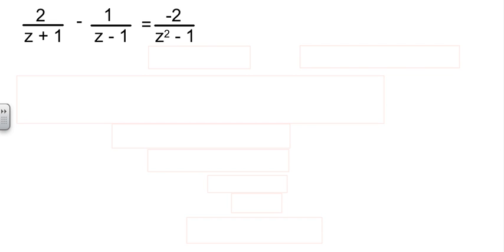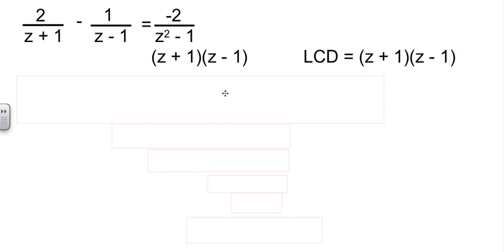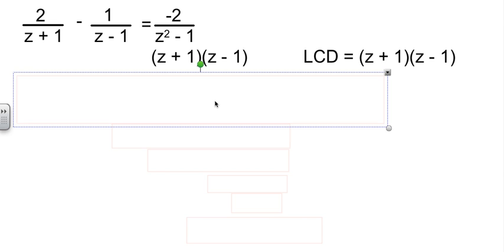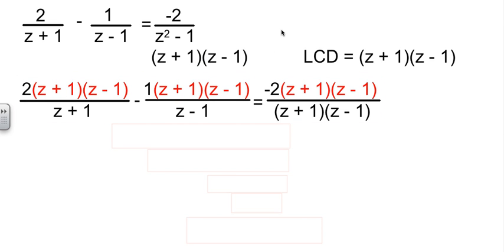We have one more of this type. We have 2 over z plus 1 minus 1 over z minus 1 equals negative 2 over z squared minus 1. I'm going to factor that denominator so that I can see if I need anything extra for the common denominator. I don't. Each term gets the common denominator tacked on. Okay, again, notice I did it in red so that you can see every term got it.